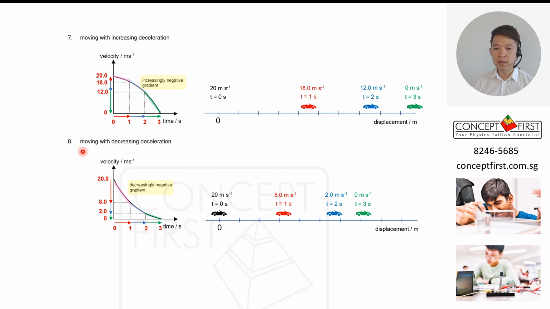So the next graph, graph 8, is just another kind of slowing down, decreasing deceleration. Initially the drop is large, subsequently it gets smaller and smaller, the drop in velocity. Decreasingly negative gradient corresponds to a decreasing deceleration. So it looks like this. Slows down as well. Now, again, the area. This area is larger, so you notice a larger displacement.